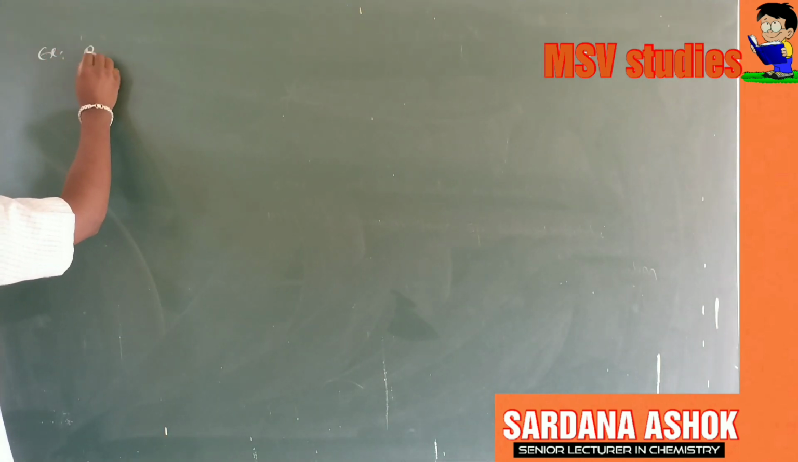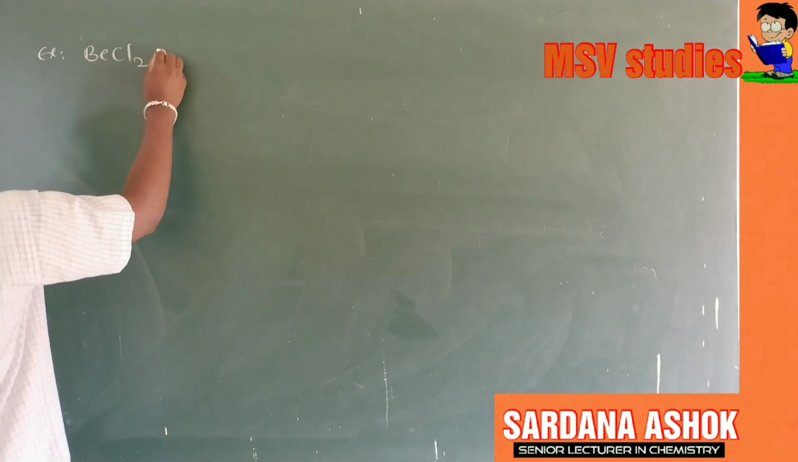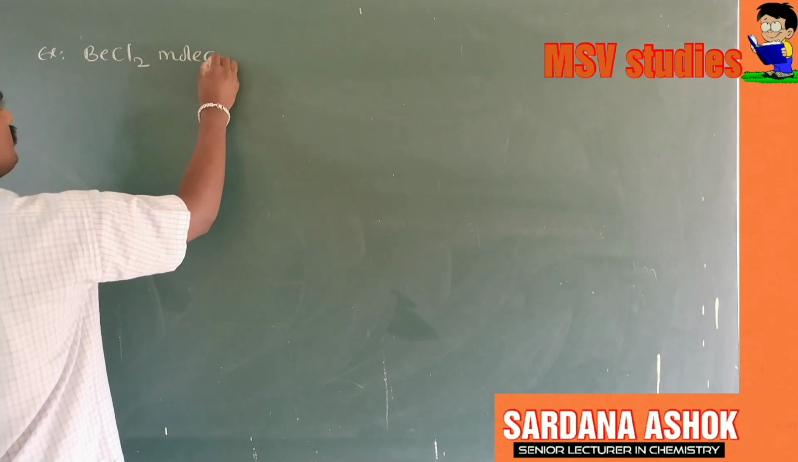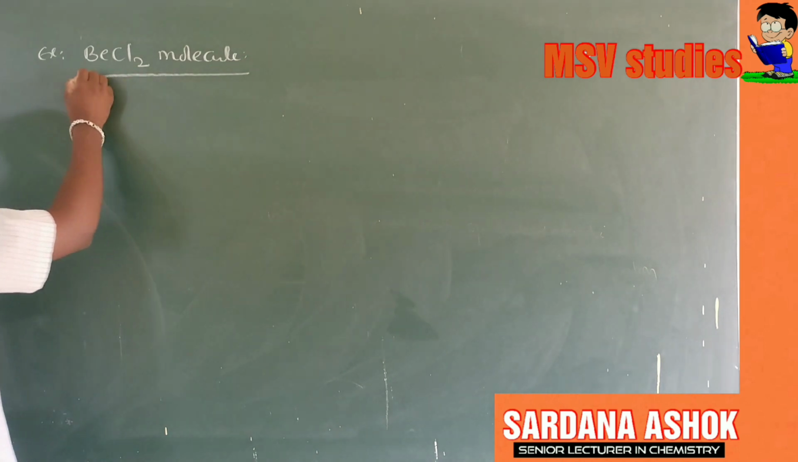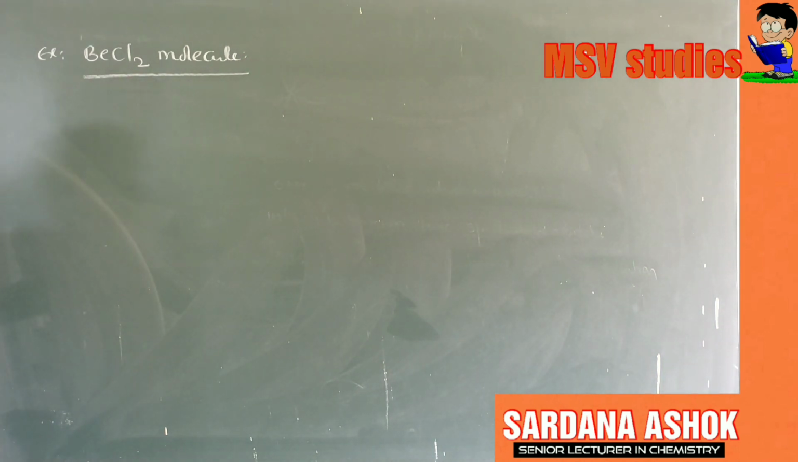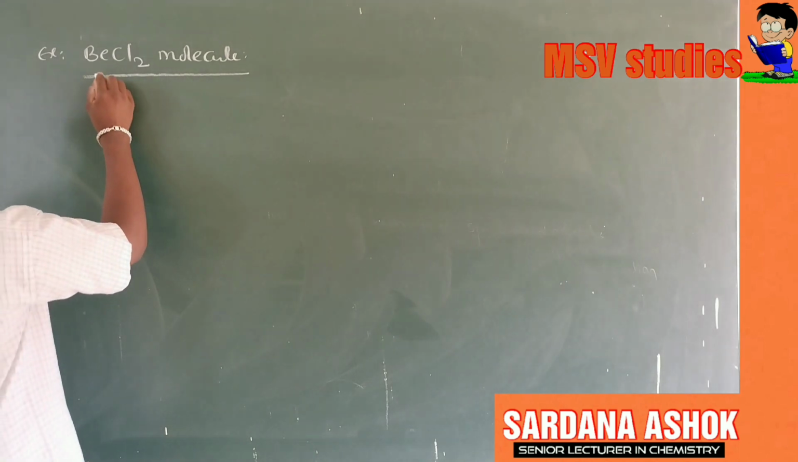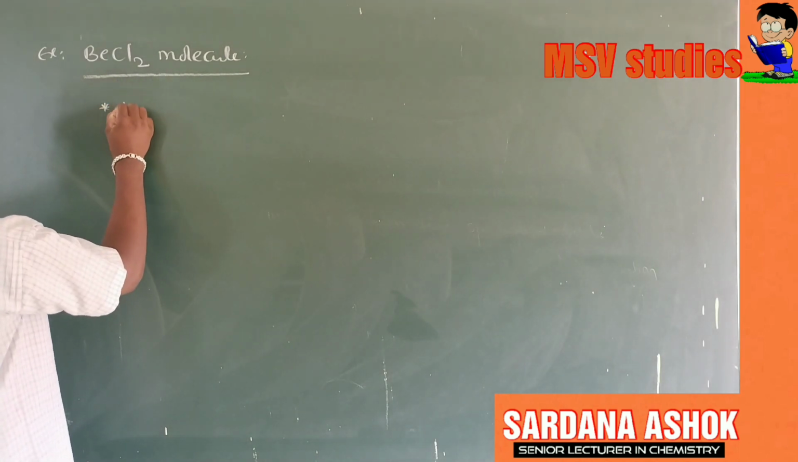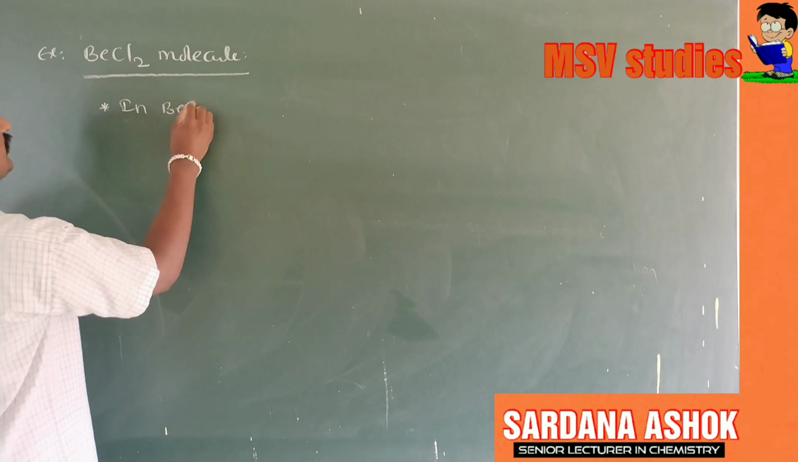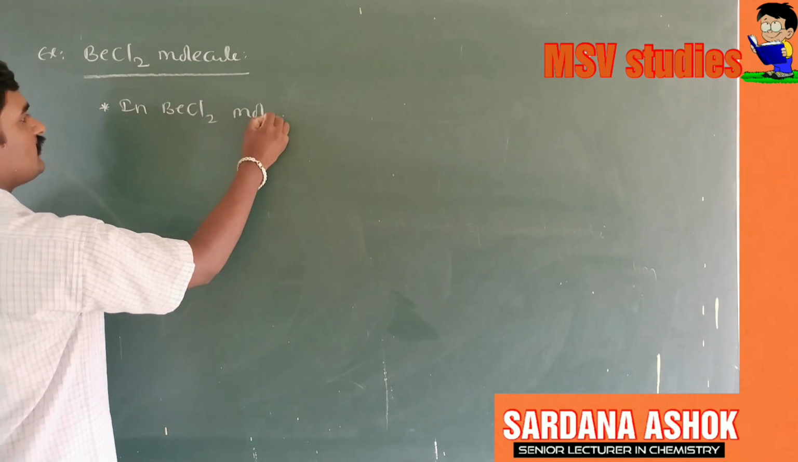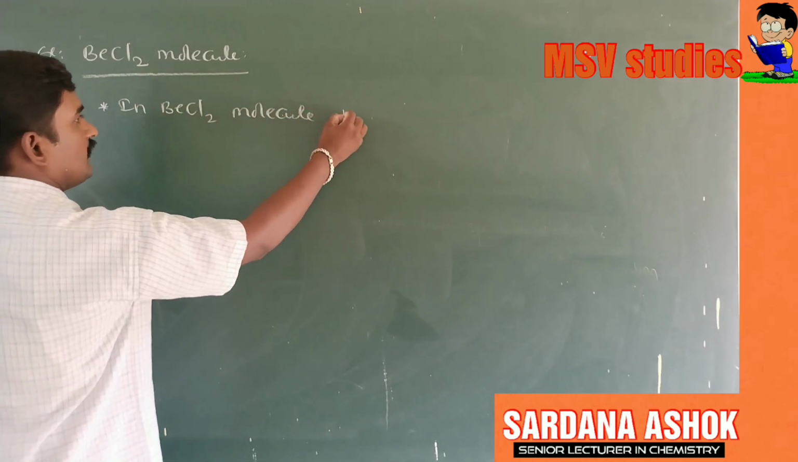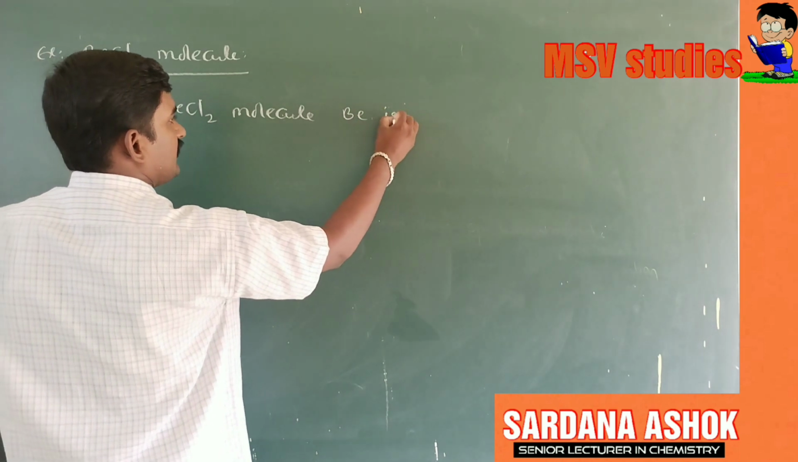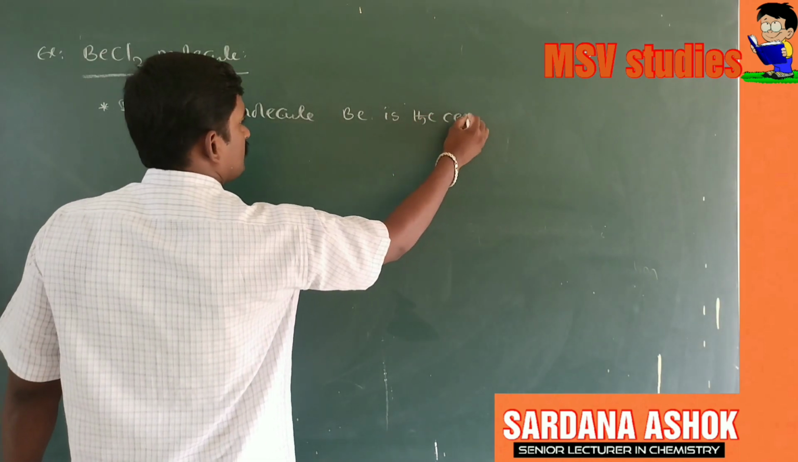Example: BeCl2 molecule. This is an example for sp hybridization. In the BeCl2 molecule, beryllium is the central atom.